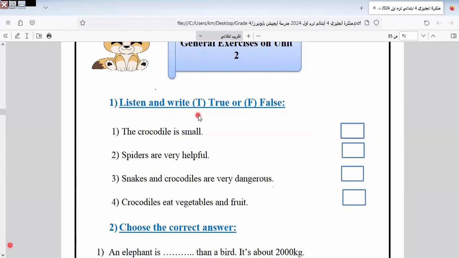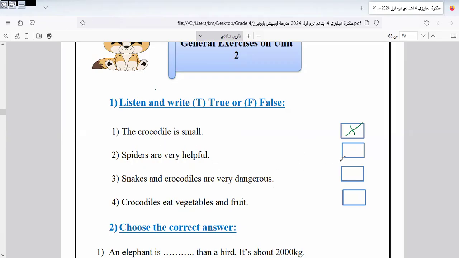Let's do the exercise related to this unit. The crocodile is small. Can we think that the crocodile is small? It is wrong. As Miss Iman told us, this depends on listening. In the exam, the teacher comes to your classroom and reads the listening for you, so answer according to it. Here I answer according to the unit. We know that the crocodile is big, not small.